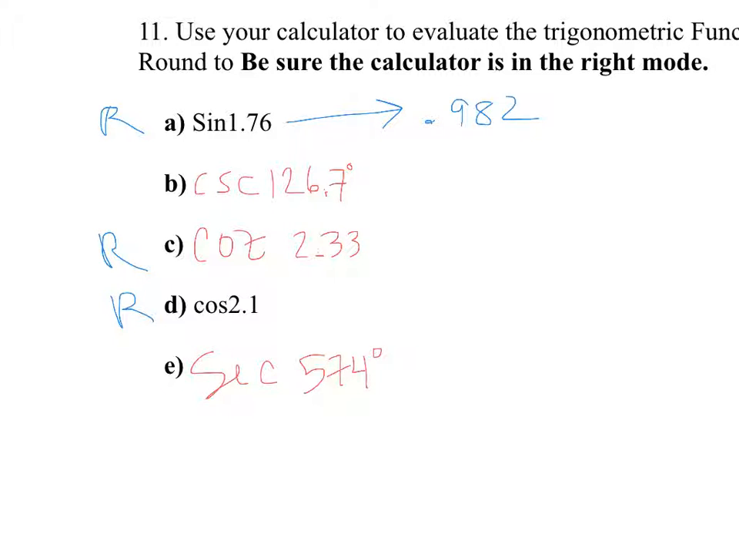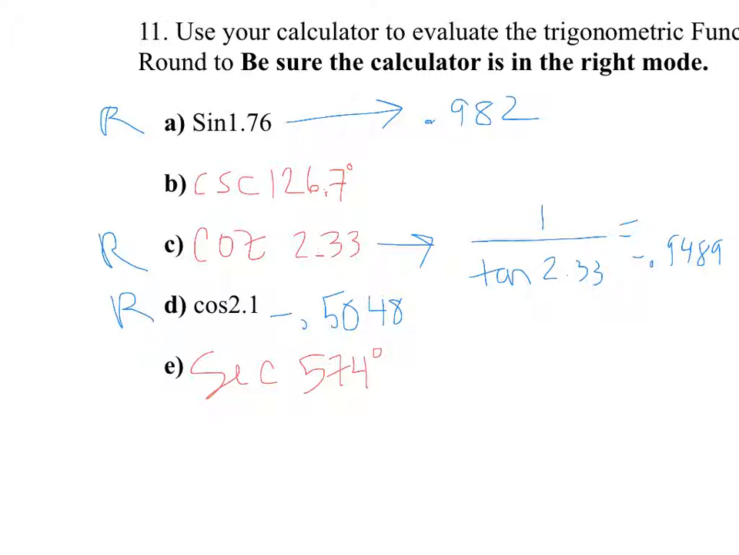Let's go to C, because that one's also radians. So for C, right, you don't have that cotan button, but you work with tan. So it's 1 over tan of 2.33, which ends up as negative 0.9489. Then let's do D. So cos of 2.1, you just hit cos 2.1. It's in radians, so you get negative 0.5048.